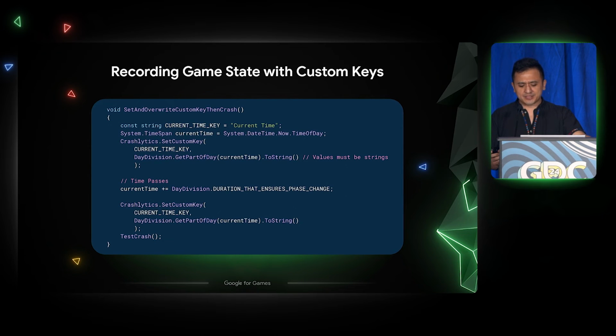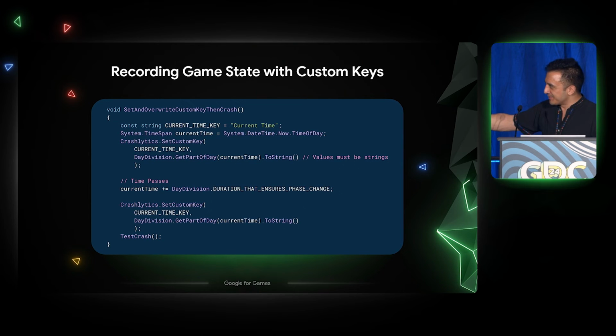To make searching these more efficient, it is highly recommended that you try to use a small set of possible values. One way of doing this is called discretizing the range of values. In this process, potential values are mapped to a smaller set, such as a custom enum or a set of strings, to make categorization easier. In the case of set and overwrite custom key then crash, the code contains a method for mapping time span values, interpreted as time of day, to what phase of the day they are in. So you see that here with daydivision.getPartOfDay. That's just a custom method that's in the source if you guys want to check it out. That's not some intrinsic part of C# or the .NET library or something like that.